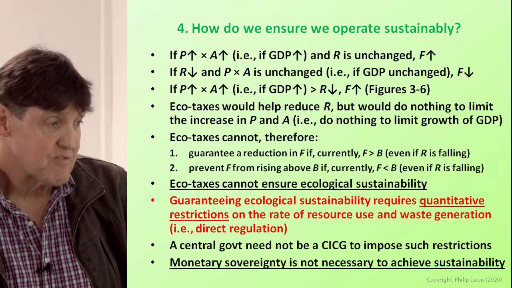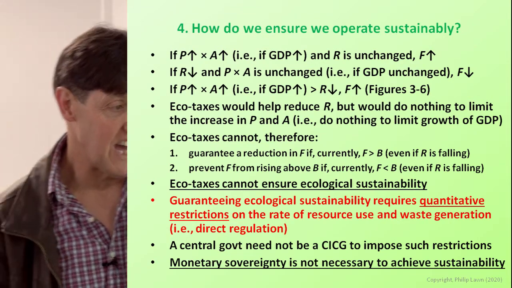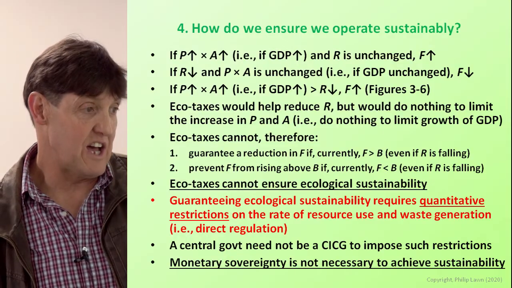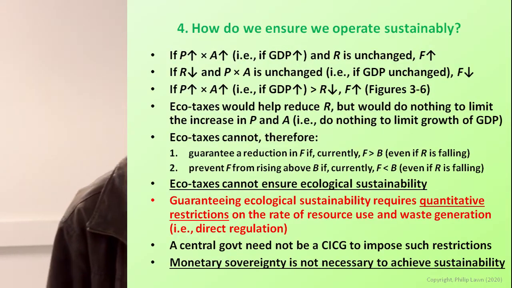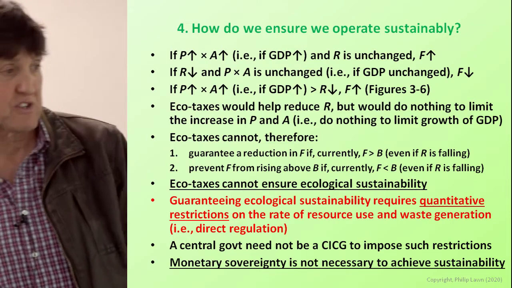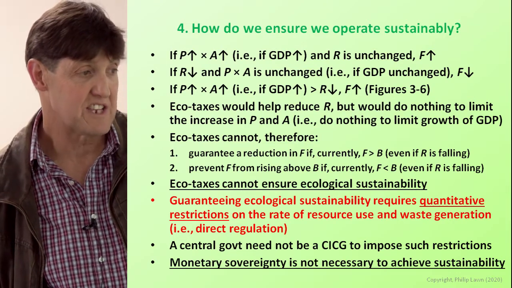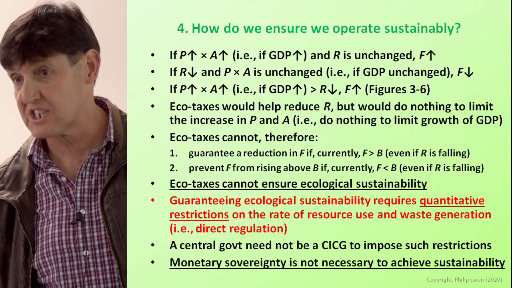The thing is, a central government need not be a currency issuing central government to impose such restrictions. You don't have to. So the Italian government could place restrictions on the amount of saw logs, or trees, that are cut from their forests, or fish caught from their fisheries and so forth. So a monetary sovereignty, which is, we're talking about a currency issuing central government, is not necessary to achieve sustainability.